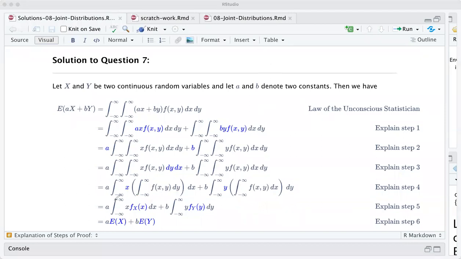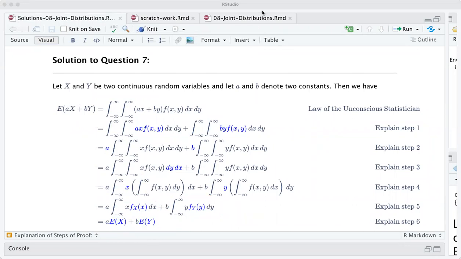And now, let me clear this off. We are basically done. Since all of this stuff right here is by definition the expected value of x, and all of this stuff right here is by definition the expected value of y. And we have these constants a and b that were out in front. So now I've shown that the expected value of ax plus b is equal to a times the expected value of x plus b times the expected value of y.